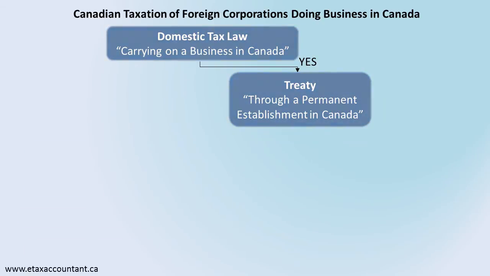However, if your company is considered as carrying on a business in Canada under our domestic law, your company would then need to look into the income tax treaty signed between Canada and the country in which your company is resident. Generally, under most, if not all of the Canadian income tax treaties, Canada provides relief not to tax foreign corporations' profits from a Canadian business, if the business is not carried on through a permanent establishment in Canada.